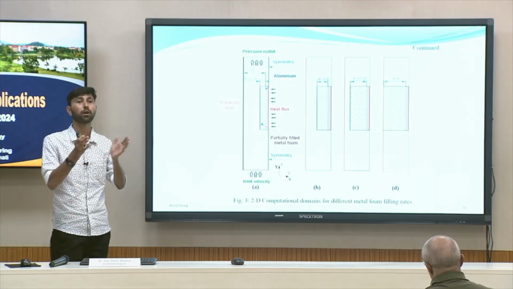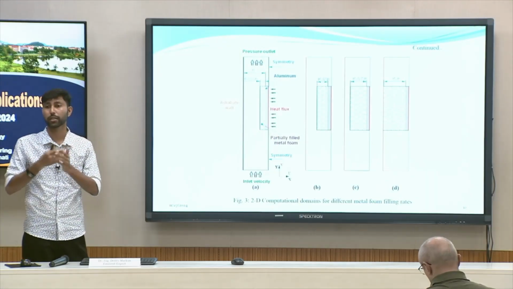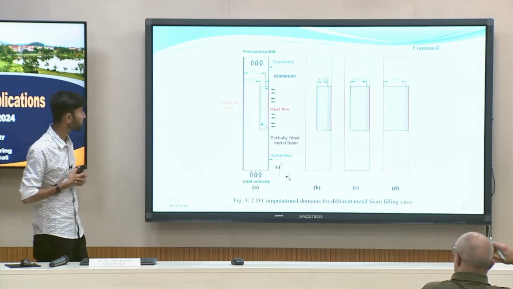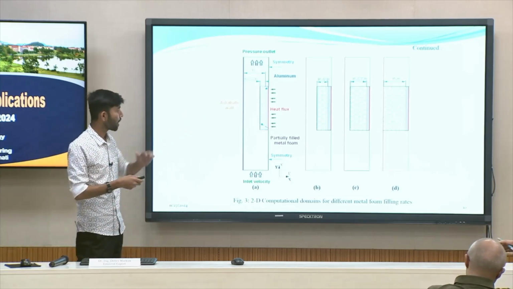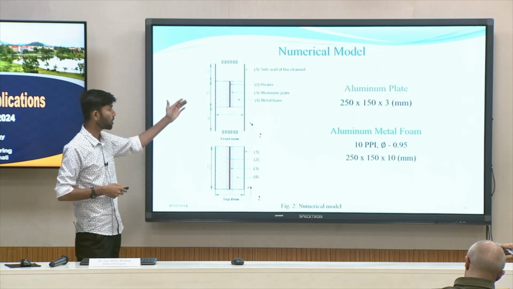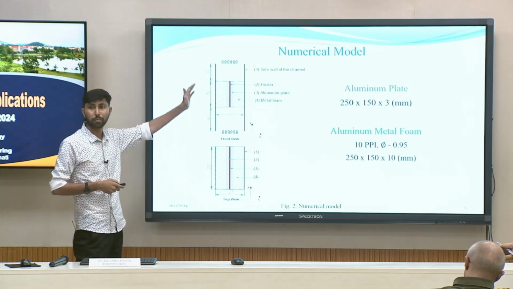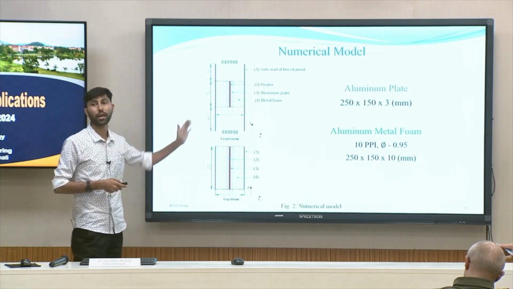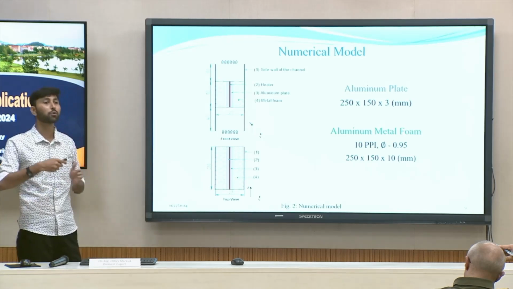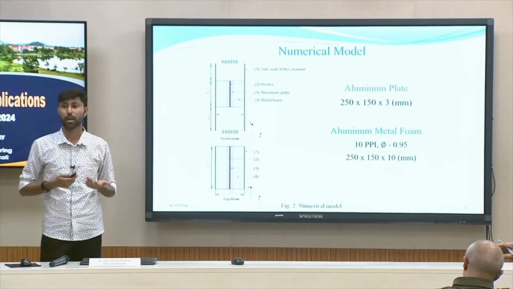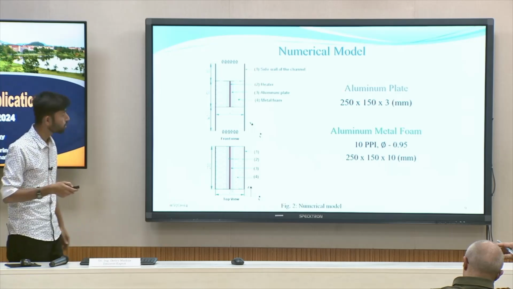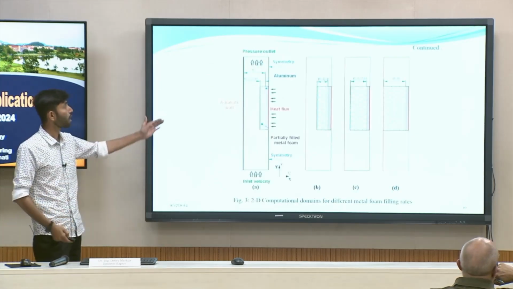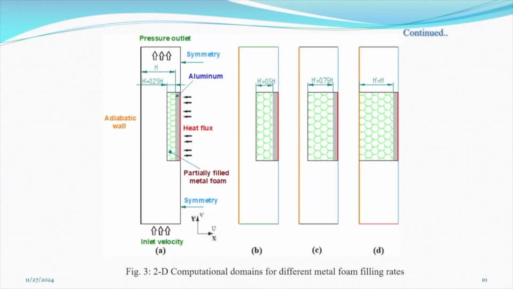So what is the effect of partial filling over the completely filled channel? That analysis also I have performed. As you can see in this model, the geometry is symmetrical along the y-axis. In order to reduce the computational time as well as the space required to store the results, I have considered only half of the geometry. That includes the heater, one aluminum plate and one metal foam.